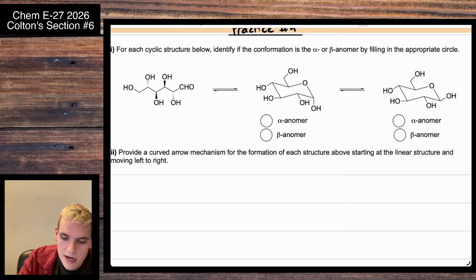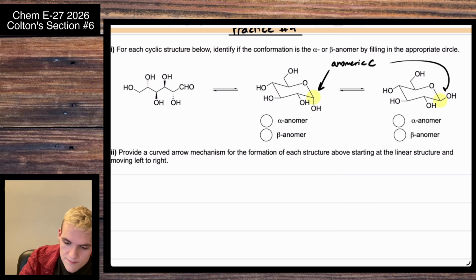Now, the anomeric carbon is the carbon that is most interesting on a glucose or on a sugar molecule. And it is the carbon that is the hemiacetal carbon. So this is the anomeric carbon. And it's the hemiacetal.